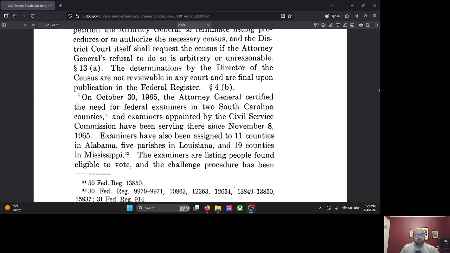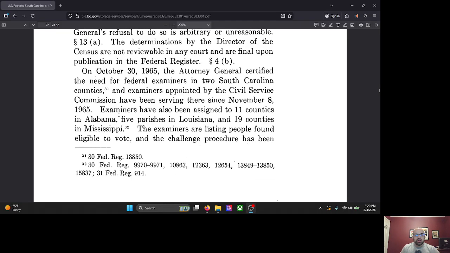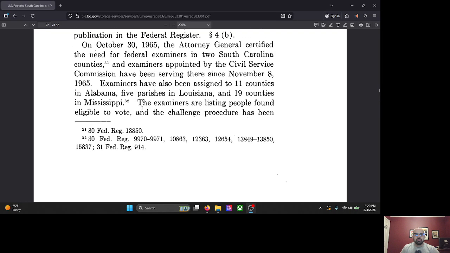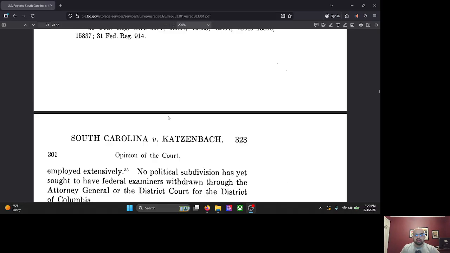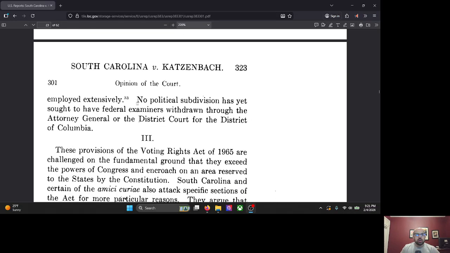Subsection 4b. On October 30th, 1965, the Attorney General certified the need for federal examiners in 2 South Carolina counties, and examiners appointed by the Civil Service Commission have been serving there since November 8th, 1965. Examiners have also been assigned to 11 counties in Alabama, 5 parishes in Louisiana, and 19 counties in Mississippi. The examiners are listing people found eligible to vote, and the challenge procedure has been employed extensively. No political subdivision has yet sought to have federal examiners withdrawn through the Attorney General or the District Court for the District of Columbia.